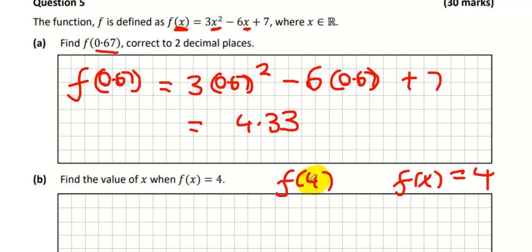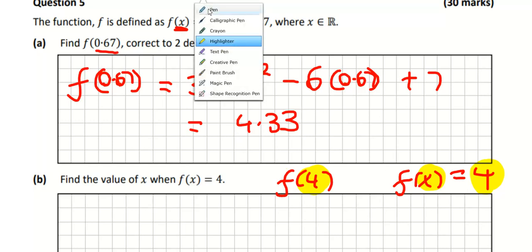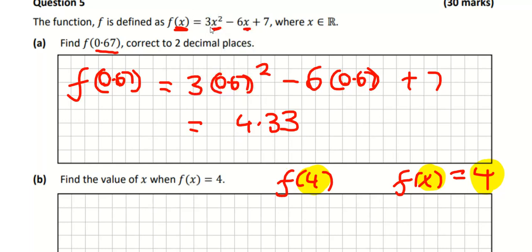One of them is replace x with 4, find the answer. The other one is the answer is 4, find the x value that causes it to be 4. Everybody get that? So you're going to put your f(x) equal to 4. So what's the f(x) again? This formula up here, right? So we're going to put that equal to 4.